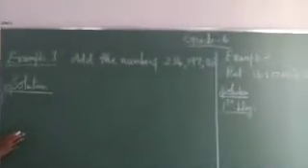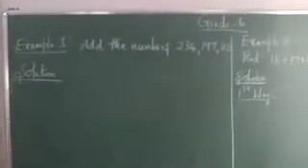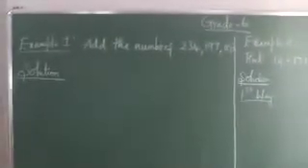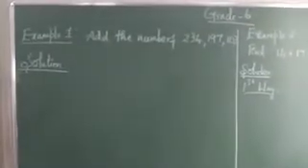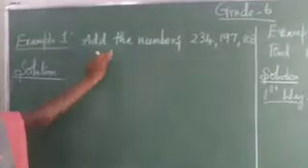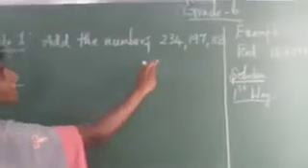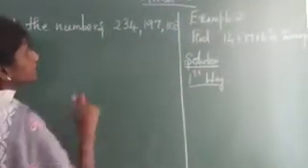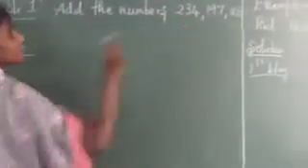Good afternoon students, and today we are going to see the example problems. In the previous class we discussed the properties of whole numbers, and now today we are going to see how to apply the properties for these sums. See the first sum. Add the numbers 234, 197 and 103. So you have to add these three numbers.